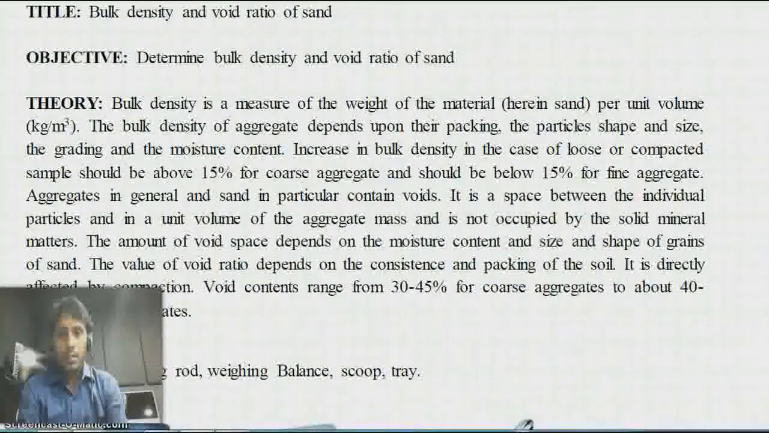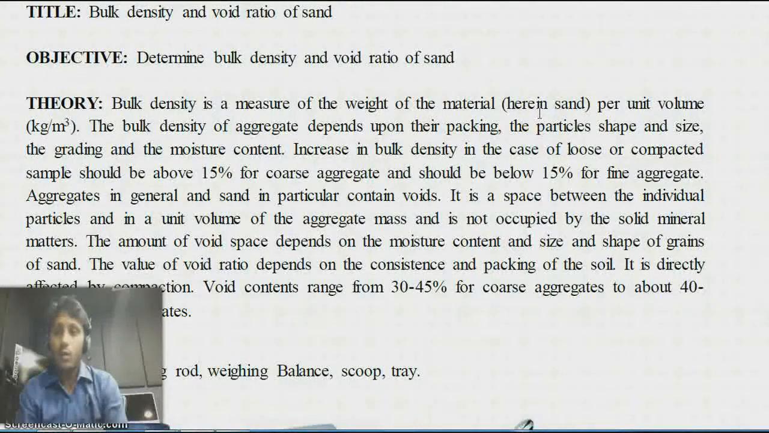What is bulk density? Bulk density is a measure of the weight of the material per unit volume. It is determined in kg per meter cube. The bulk density of aggregate depends upon their packing, the particle shape and size, the grading and the moisture content.